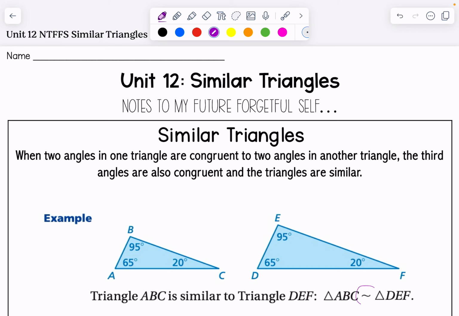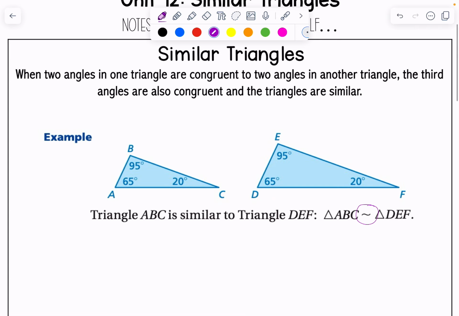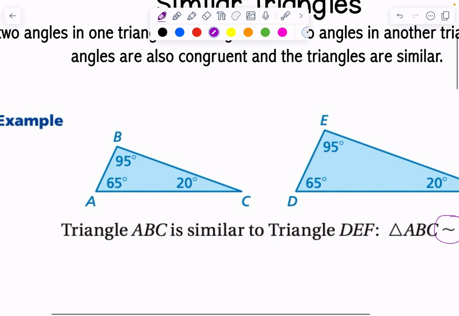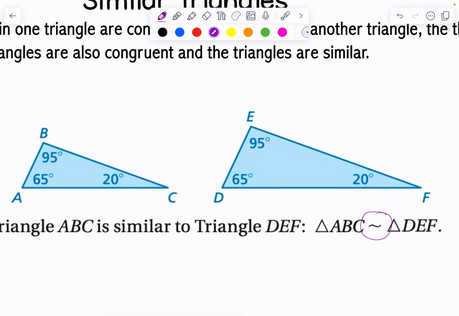So here's the little symbol that we use to represent that. In this example, our first triangle has angles that measure 65 degrees, 95 degrees, and 20 degrees. And the second triangle has those same angle measurements. Notice that the second triangle is a little bit bigger, but because the angles are congruent, that makes these two triangles similar.